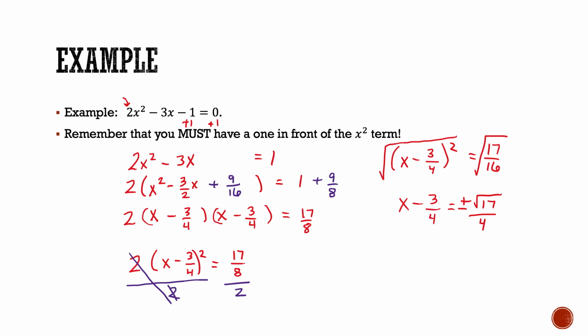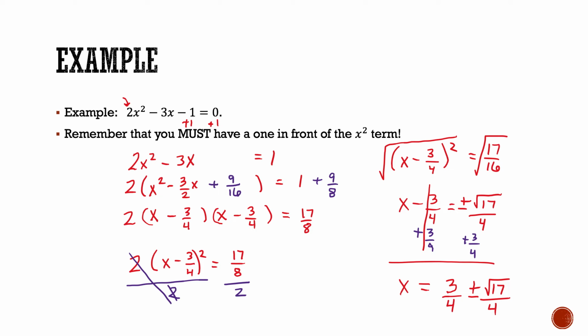All right, still solving for x. My last step is going to be to add the 3/4 to both sides of the expression, which is going to cause it to cancel here, leaving me just an x. So I'm going to put the 3/4 first. So x is equal to positive 3/4 plus or minus the square root of 17 over 4. Now, that gives me the two solutions.